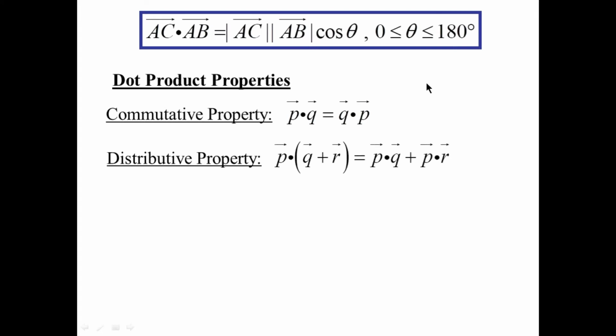Distributive property, P dot (Q plus R), the sum of a couple of vectors, is exactly the way you think it would be. We distribute the dotting, so to speak, over the bracket.